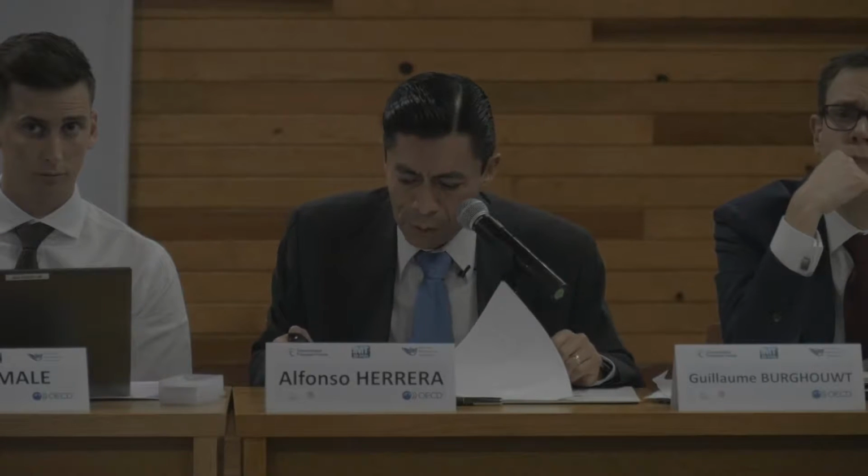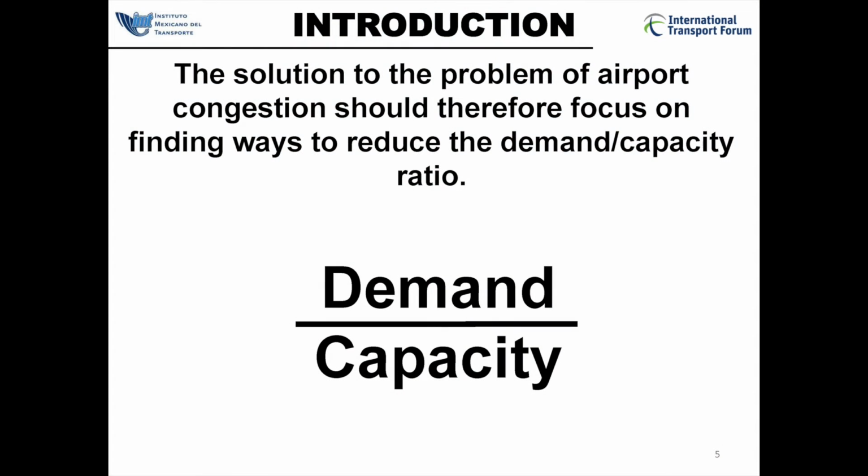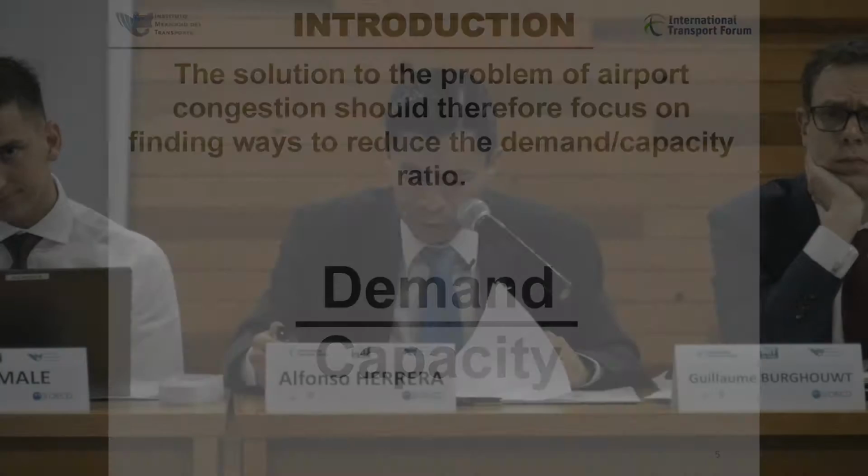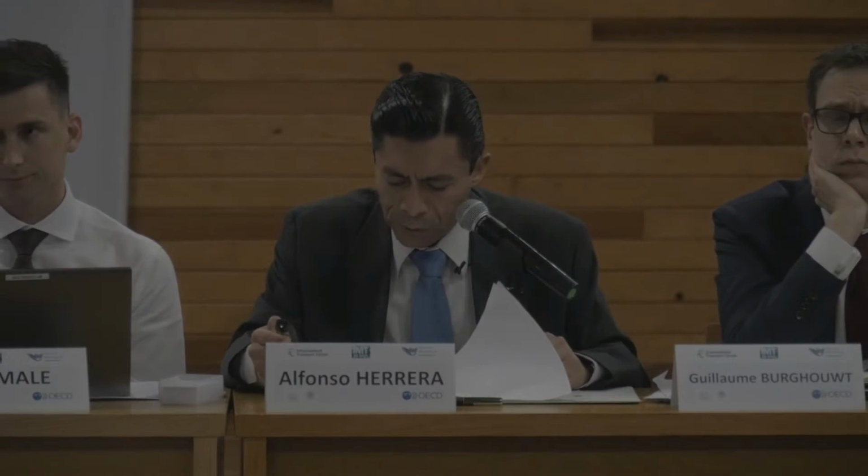The solution to the problem of airport congestion should therefore focus on finding ways to reduce the demand capacity ratio. This can be achieved by increasing the capacity, reducing the demand, or combining both options. In general, the solutions to the problem of airport congestion have been divided into 4 options.